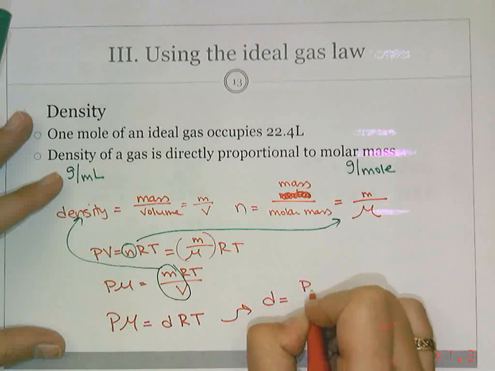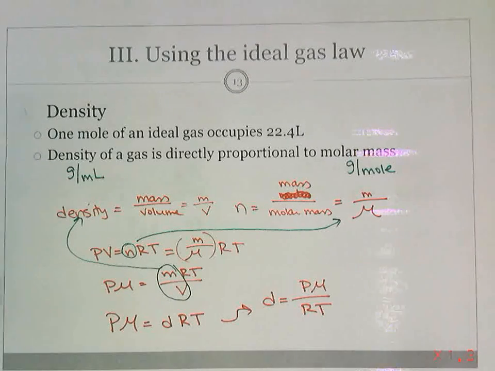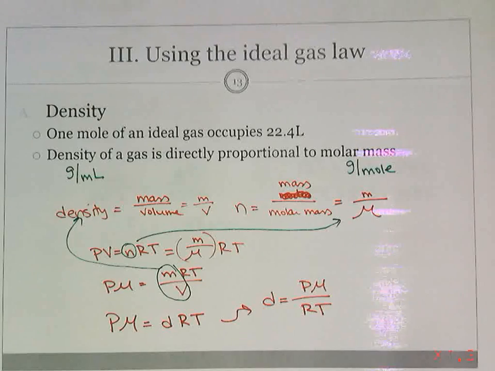And now I can determine the density of a gas knowing some things about it. It is directly proportional to pressure and molar mass, and inversely proportional to temperature. So as temperature changes, the density of the gas changes, which is what I said earlier, that as you heat gas up, it becomes less dense and starts to float. Or if you cool it off, it becomes more dense and sinks.